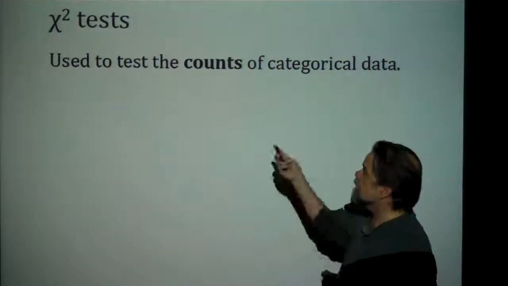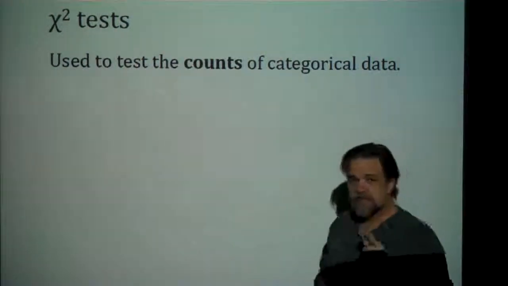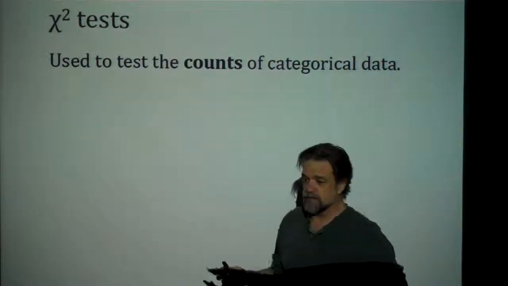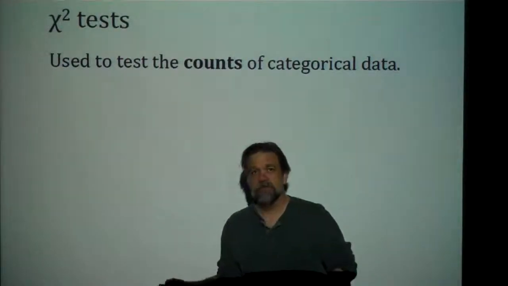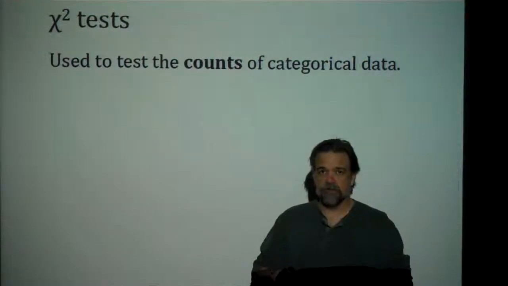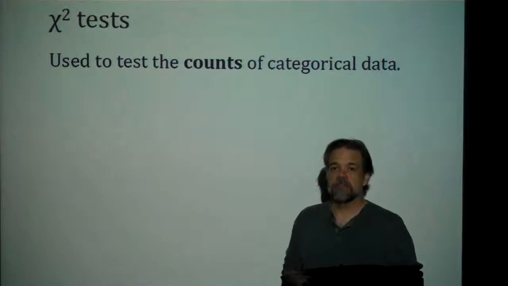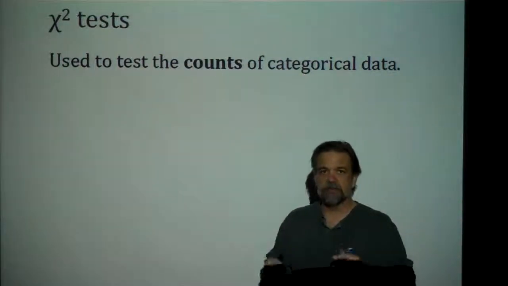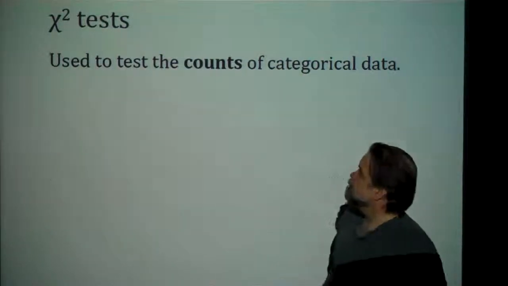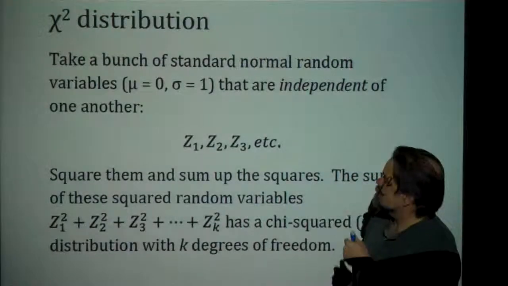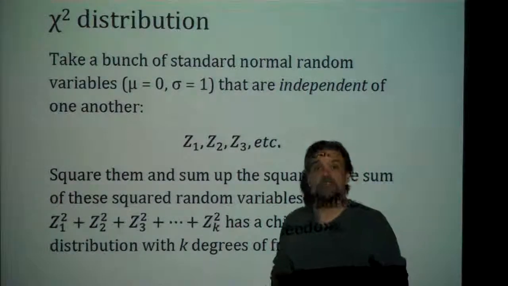Let's just jump right in. Chi-squared tests are used to test the counts of categorical data. And actually that's an important point, that with proportions we were looking at percentages, proportions. In this one we're actually going to count something and say, well, what's the probability of it being that particular count? All right? So first off, we're going to be using a new kind of distribution now.